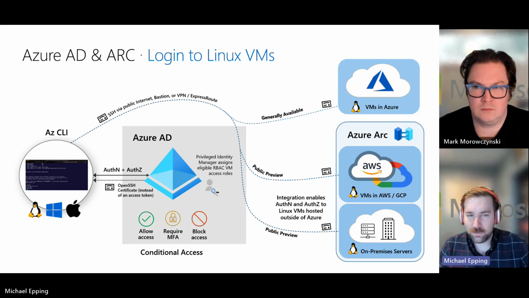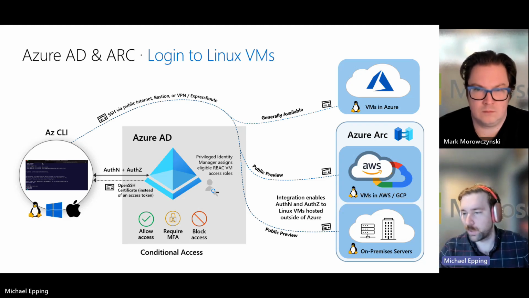And if your VM is outside of Azure, we can provide the same functionality. So if you're running Linux workloads in AWS and GCP, in your on-prem data centers, we can provide this same functionality via an integration with Azure Arc. And this is a public preview feature.